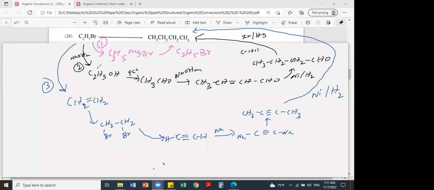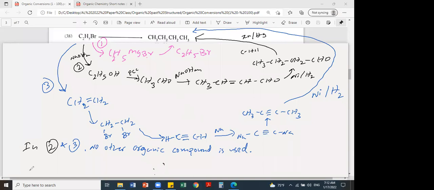Now, remember, are we using the second method and the third method? We are not using any other organic compound. You understand? Please write here: in number 2 and 3, no other organic compound is used. So only the starting material is used as the organic compound.